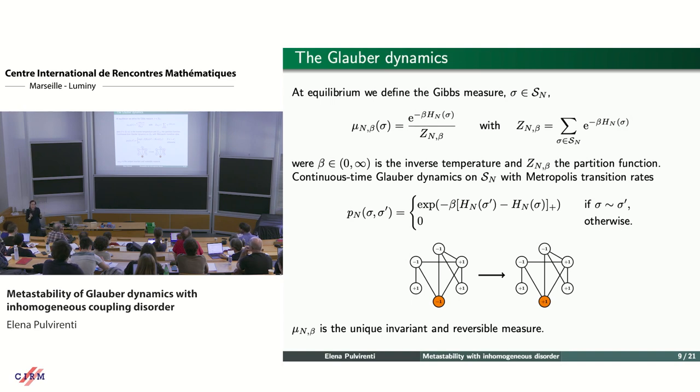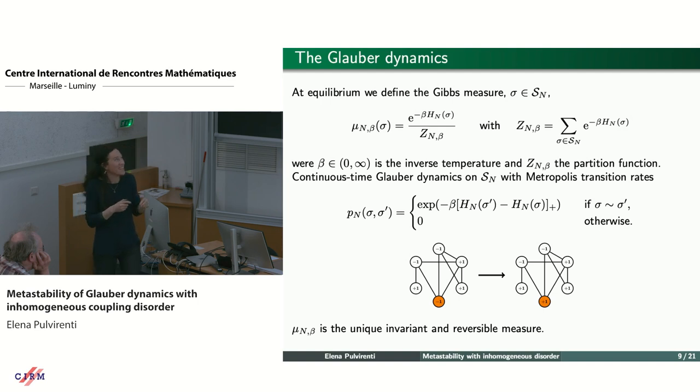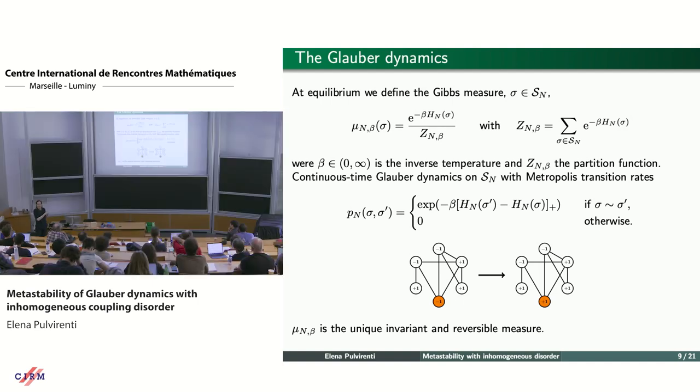Now, let me first fix again the kind of dynamic that we use, which is the Glauber dynamic. So spins can only flip. Imagine that now your configuration sigma is a Markov chain, and this continuous time Markov chain is such that you go from a configuration sigma to a configuration sigma prime, where you have flipped only one spin, with a certain rate, which is exponential of minus beta times the positive part of the difference of the Hamiltonian, the new Hamiltonian minus the old Hamiltonian, where beta is the inverse temperature. And the Gibbs measure, defined as e to the minus beta times the Hamiltonian, is the invariant measure for this Markov chain, our equilibrium measure.